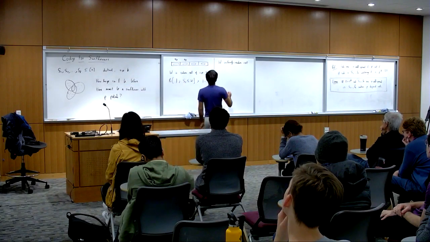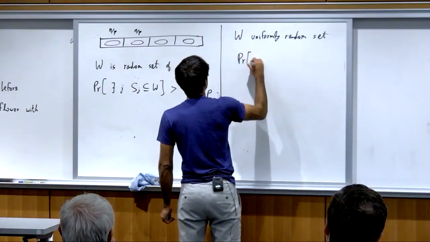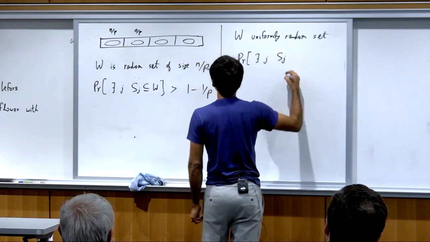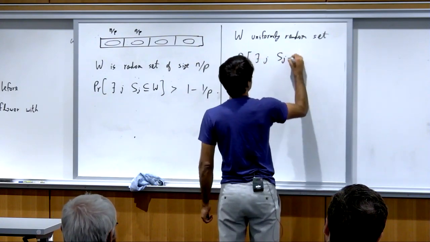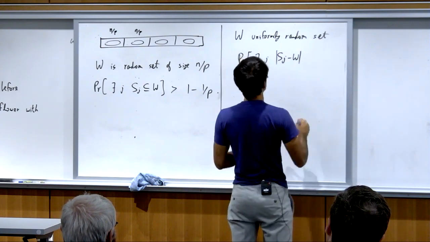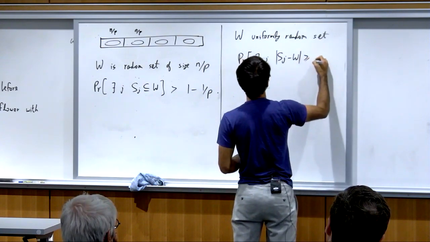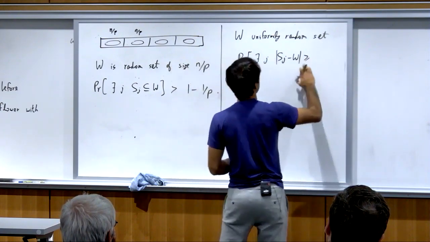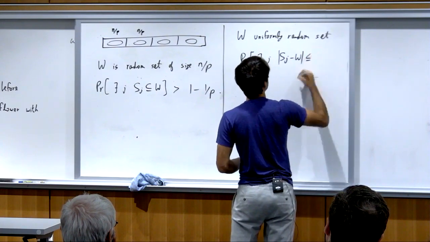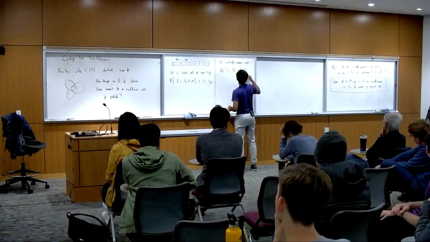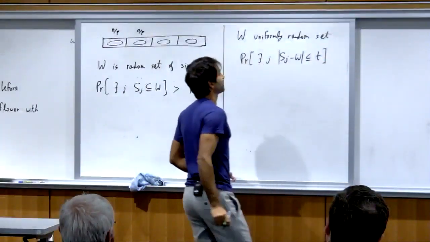And I want you to understand what is the probability that there exists some j in the family such that Sj minus W is of size smaller than some parameter t. Let's try and understand this probability.